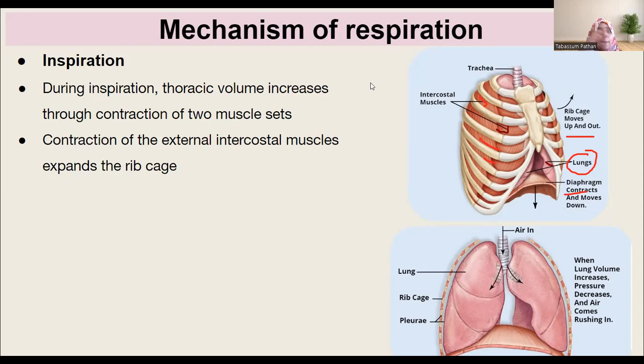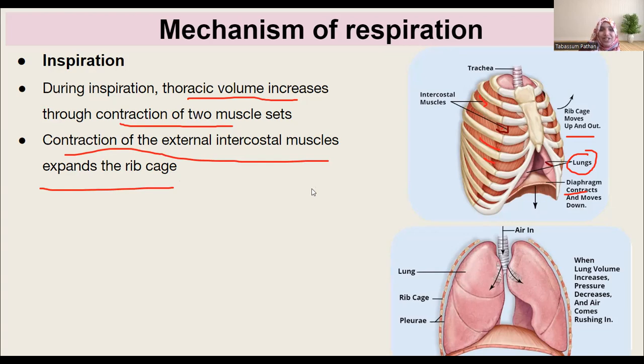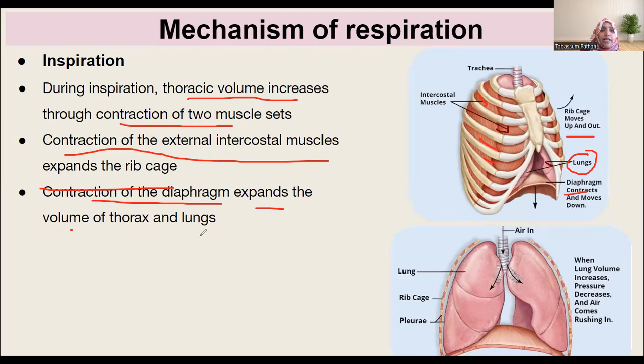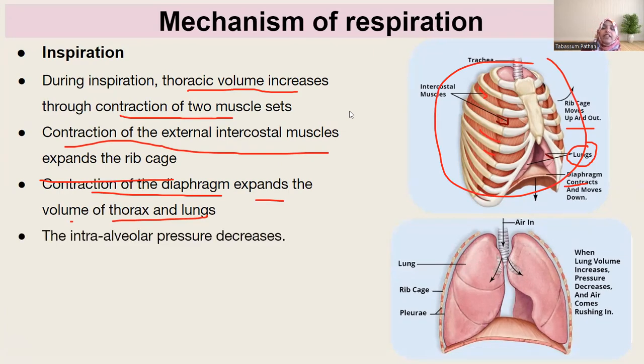Rib cage moving up and out, lungs getting filled with air, the intercostal muscles contract, thoracic volume increases, contraction of the external intercostal muscles, and the rib cage expands during inhalation, during inspiration of air. Then also contraction of the diaphragm takes place. This expands the volume of the thorax and the lungs. So the whole thoracic cavity expands and the lung expands. Okay, there is a pressure.